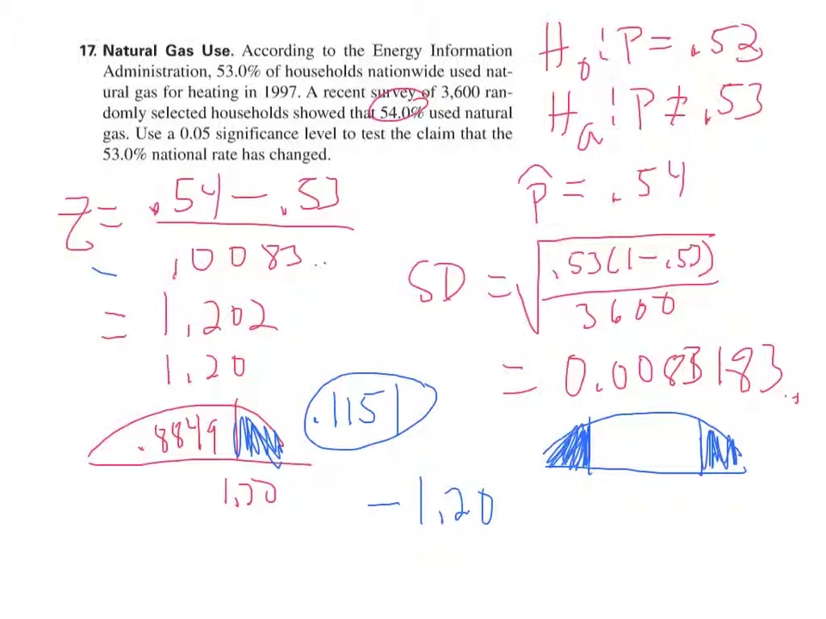So the p-value for this problem is going to be 2 times 0.1151. So I'm getting a p-value of 0.2302. Which again is a very large p-value, especially at the 5% level of significance. This is much bigger than 5%. So we can't reject HO. Looks like the percentage of households using natural gas has not changed since 1997.